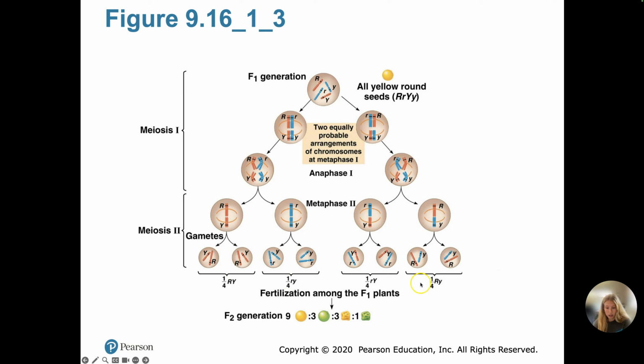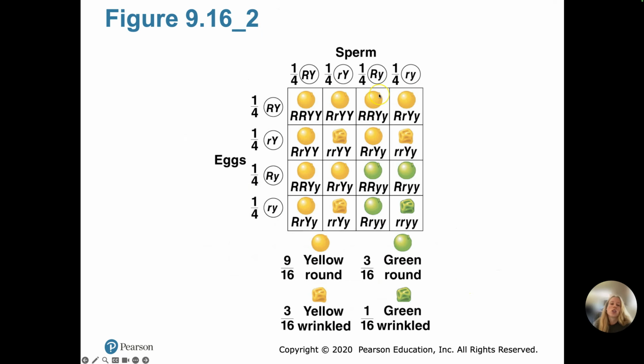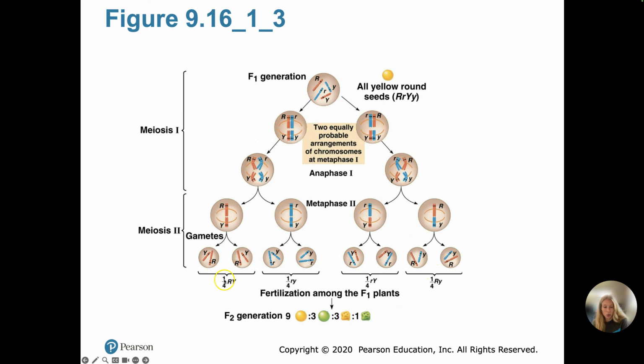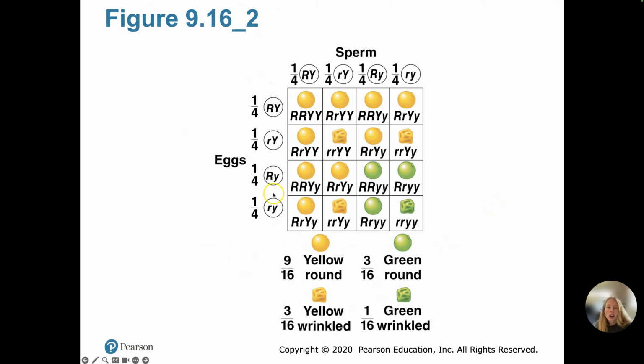So take a look at all of these, and then on the next slide, I'm going to show you the Punnett square. Note that each 1/4 proportion or percentage of the gamete gets a spot on the Punnett square. So 1/4 capital R, capital Y, 1/4 lowercase r, capital Y, 1/4 capital R, lowercase y, and then 1/4 lowercase r, lowercase y. Those are the exact same frequencies that we got when we followed the F1 generation through meiosis 1 and meiosis 2. And that's what we put on our Punnett square.